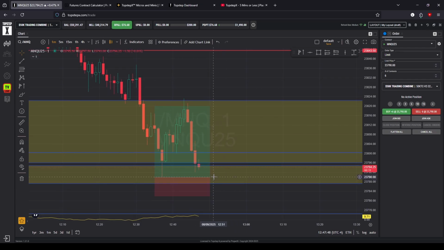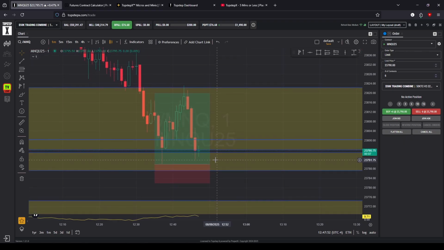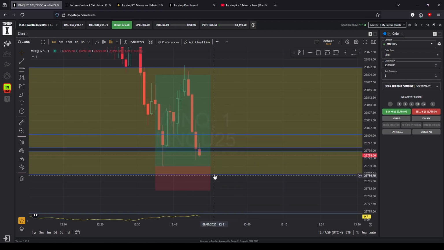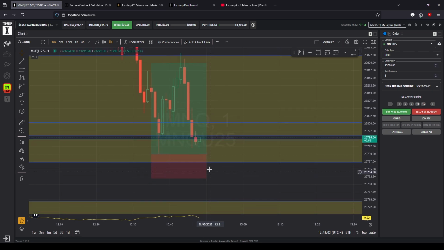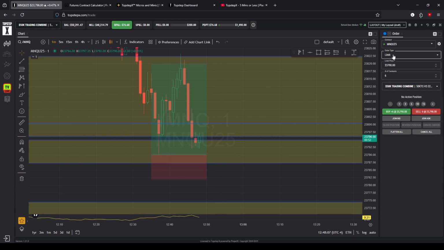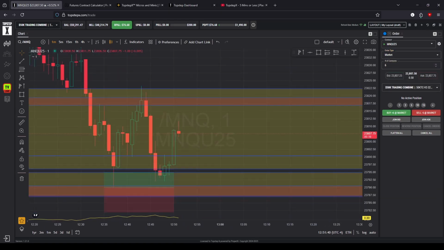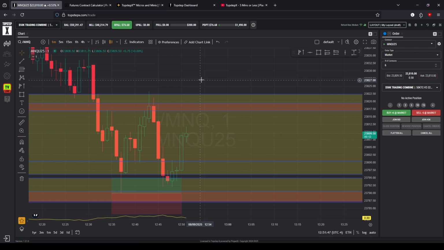I want to enter again here, but let's see if we get a nice rejection off of this area here, and it doesn't even go below it, then I might market enter. Okay, I might consider taking a short here if price gets back here.